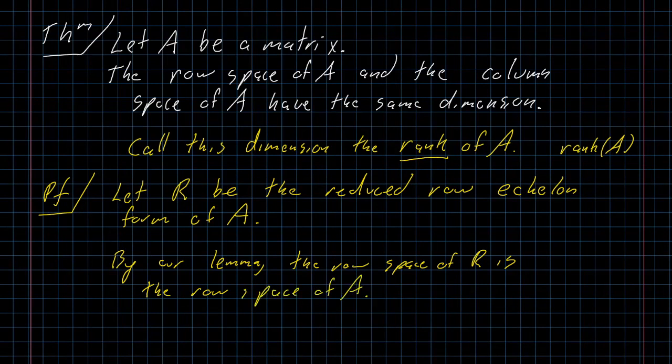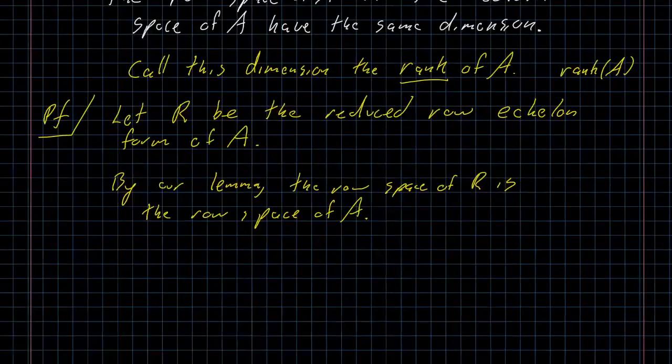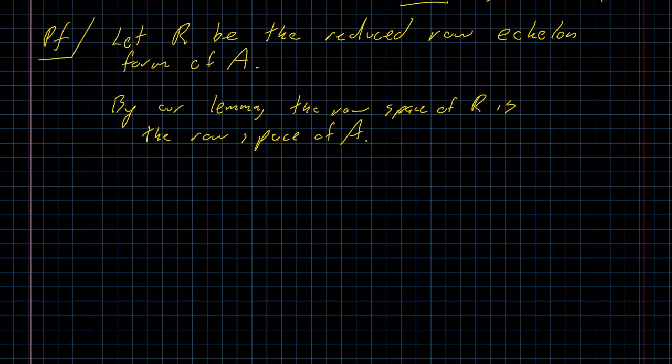And the reason that we prove that lemma is so that I can say that once I get A into its reduced row echelon form, the row space of R is the row space of A. Now I'm going to use some properties of reduced row echelon form.